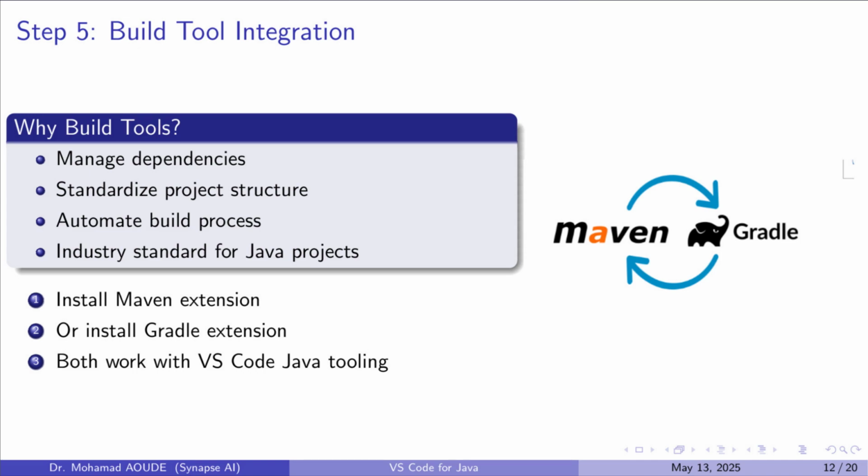As you progress in Java, especially for larger projects or when using external libraries, you'll encounter build tools like Maven or Gradle. Why use build tools? They help manage project dependencies, downloading libraries your code needs, standardize project structure, and automate the build process: compiling, testing, packaging. They are standard in the Java industry. VS Code integrates well with these tools. You can install the Maven extension or the Gradle extension from the extensions view. This integrates their functionality directly into VS Code's interface and commands.